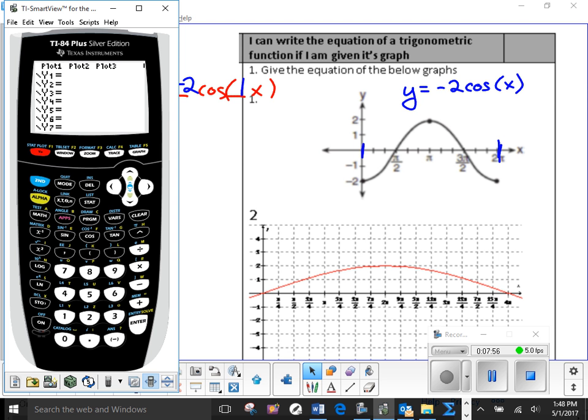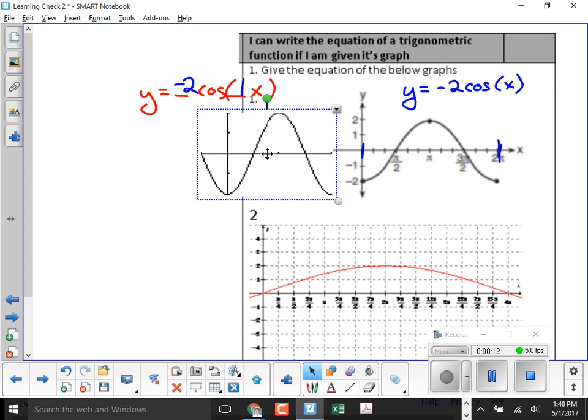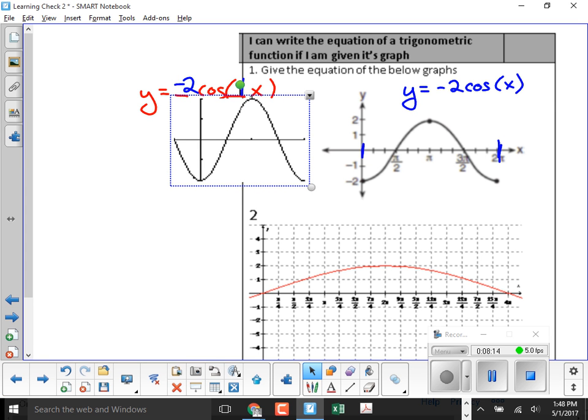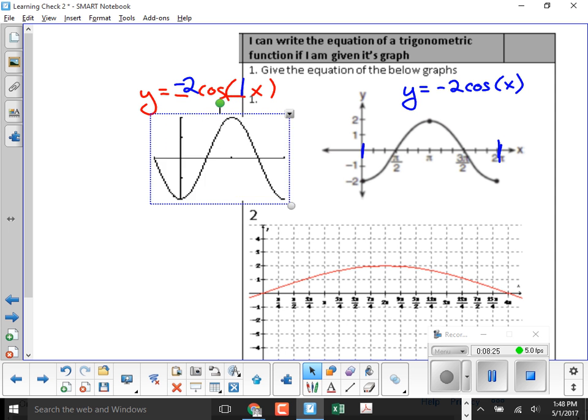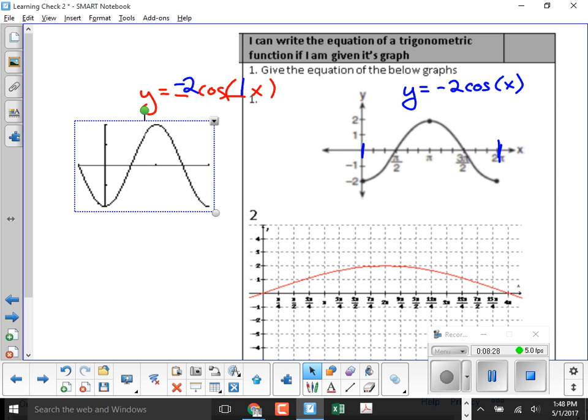Now when I plug in my graph, it's going to be -2 times the cosine of x. And when I hit graph, it should look something like this. Sure does, right? Looks like I nailed it, didn't I? Because remember, this is pi/2, pi, 3 pi/2, and 2 pi. So that's got it. Cool?